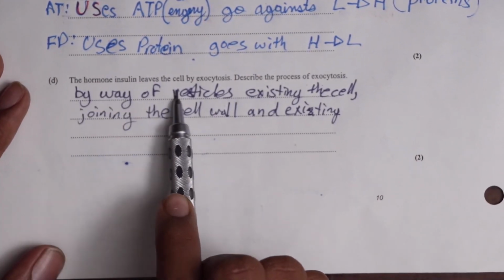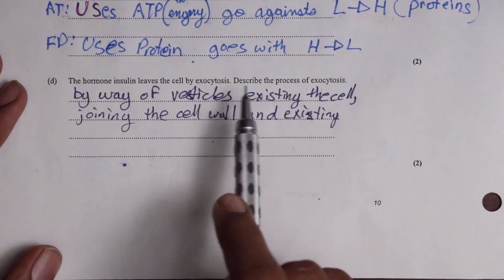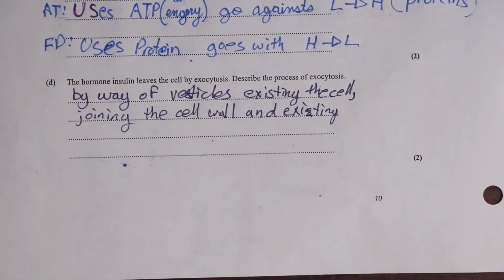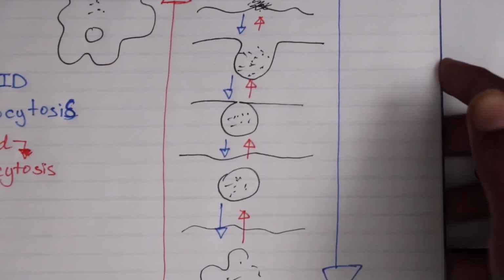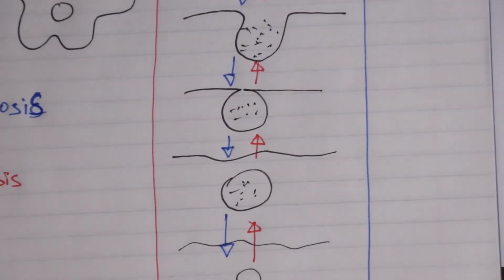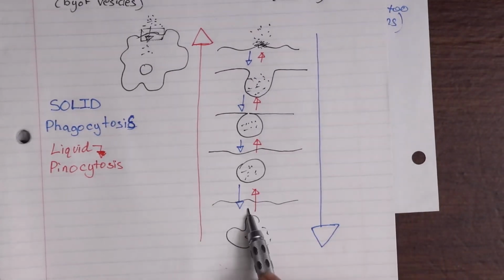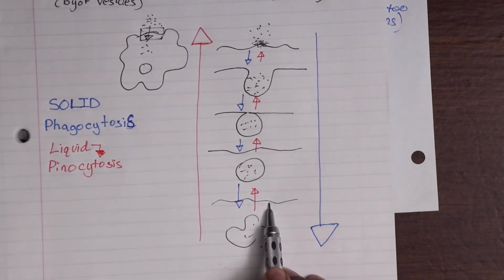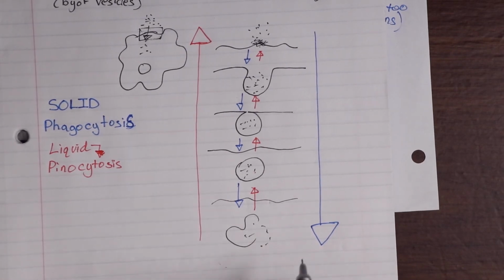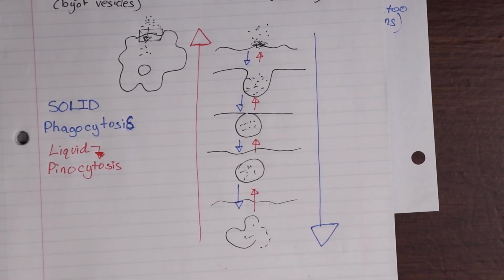D, the hormone insulin leaves the cell by exocytosis. Describe the process of exocytosis. Exocytosis I labeled in the quick sketch I made. Oh, I made a different sketch here. Actually, if you want to see this sketch, which I think is better, you want to quickly hop over to cell practice number 4 and then go into the description and look at the times, and I'll explain this.